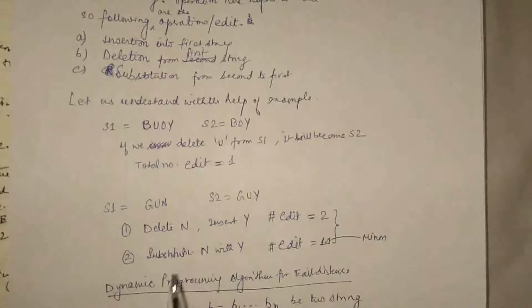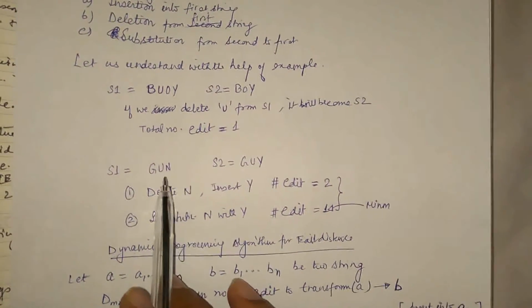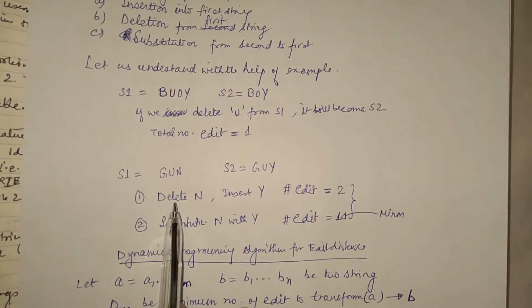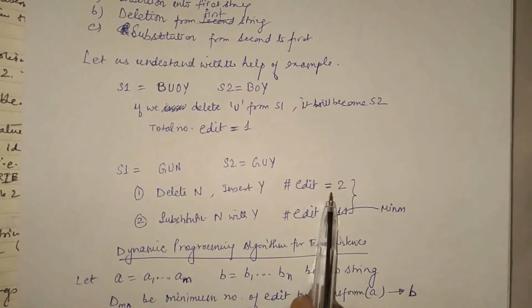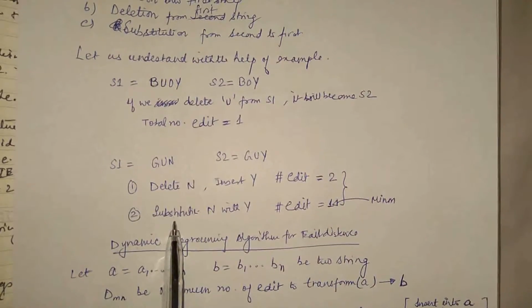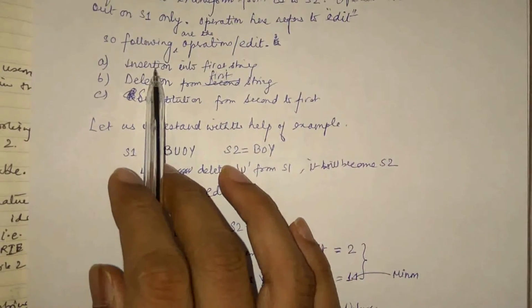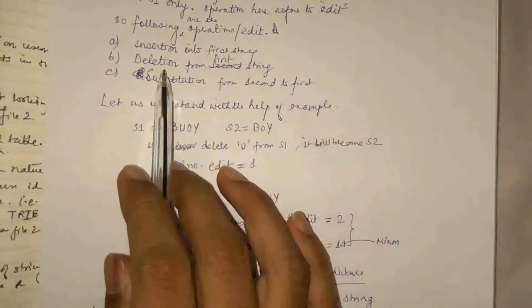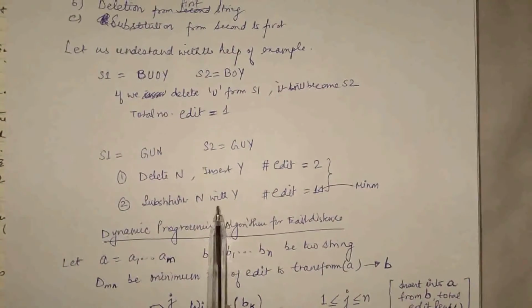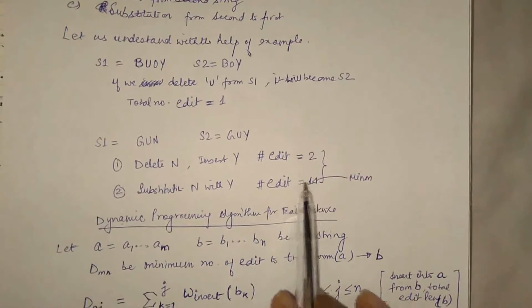Right. Let us take another example. We have GUN and GUY. So one can perform deletion of N first and then insert Y. So the total number of edits will be 2. Another way is to just substitute. I told you there are three permissible operations: insertion, deletion or substitution, that is replacement. So directly we can replace. So here the number of edits is 1. So this is the minimum. We will pick up this one.